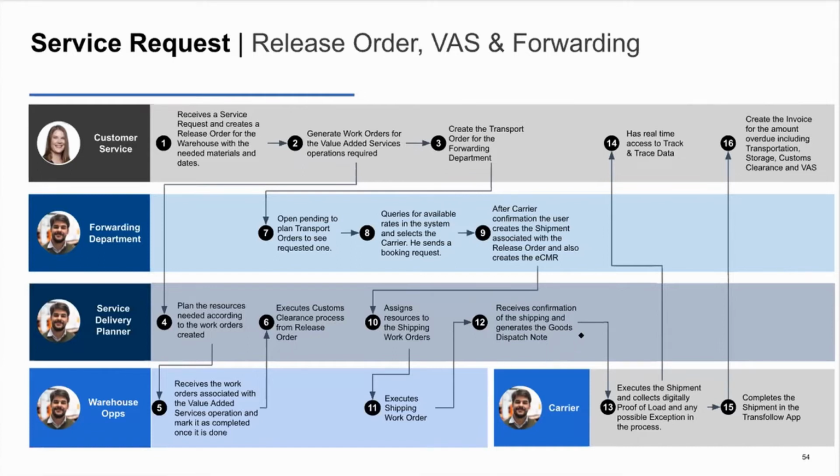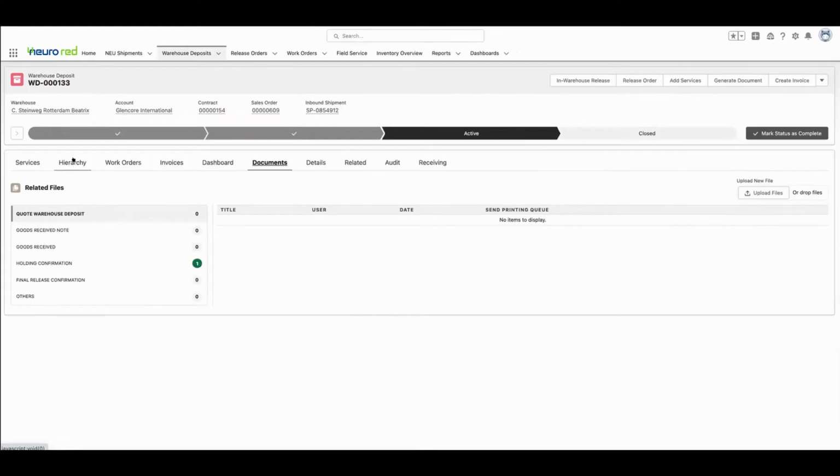And after all, I'm going to switch to a tablet and portray the carrier executing the shipment and collecting digitally the proof of load and logging an exception from the TransFollow app. I'm going to showcase from the customer service perspective how they can access that data that gets collected in the field as well. And then I'm going to create the invoice for the amount overdue, including transportation, storage, customs clearance, and value-added services. Our Linker activated warehouse deposit.